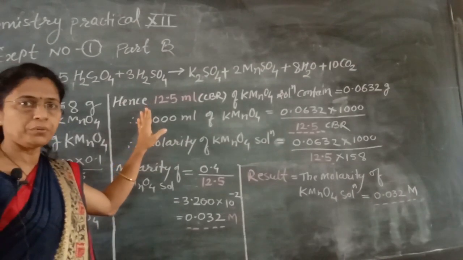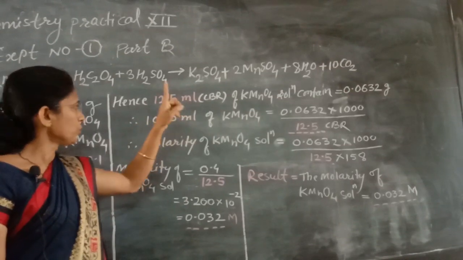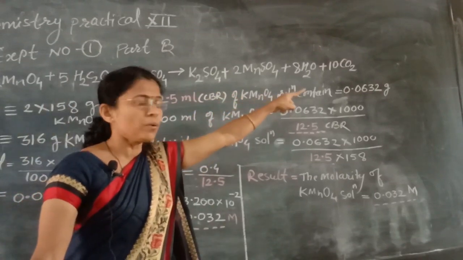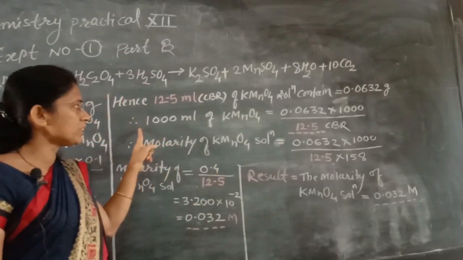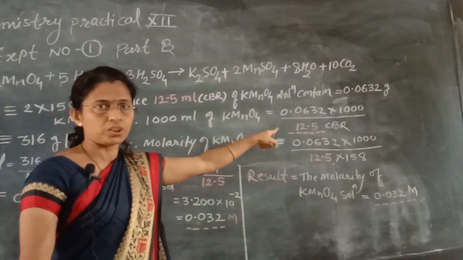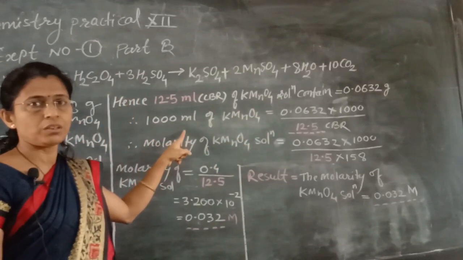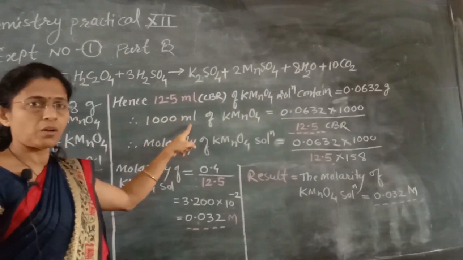Our constant burette reading is 12.5 ml. So 12.5 ml KMnO4 contains 0.0632 gram of KMnO4. 1000 ml contains how much? Again cross multiplication. 1000 ml is essential because molarity is found out per liter. So I write here 1000 ml.